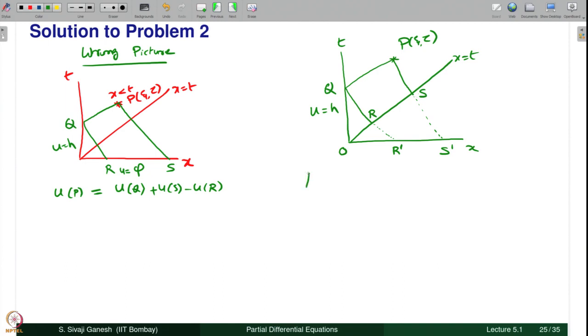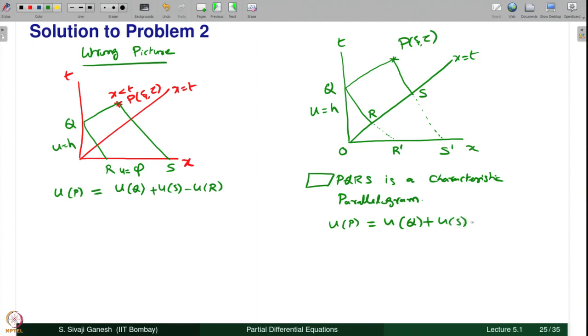So, in this picture, what we have is PQRS is a parallel characteristic parallelogram. Therefore, U of P is equal to U of Q plus U of S minus U of R by parallelogram identity. So, now what we have to do is compute U of R, U of S and substitute in this formula.